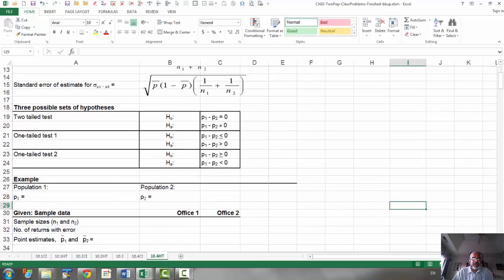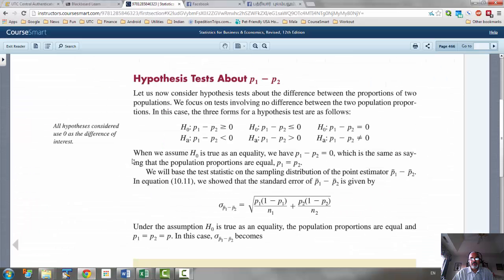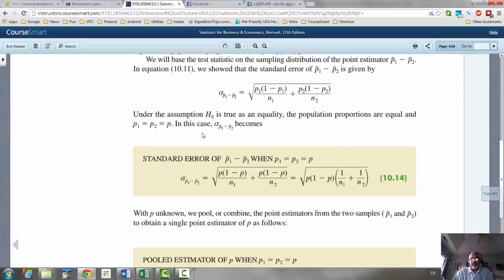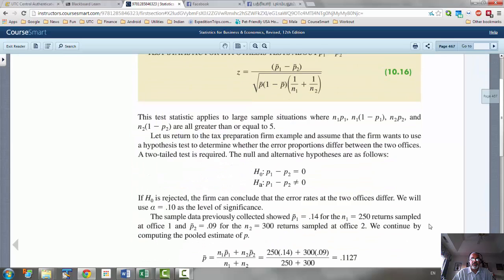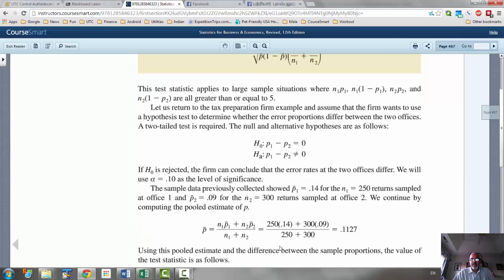Now let's look at an example. So here we're going to use the same example as in the case of confidence interval. Okay. So now we want to test whether the proportion of erroneous tax returns is the same or not, same being the null, not being the alternative. Okay, and the same sample statistics as before.